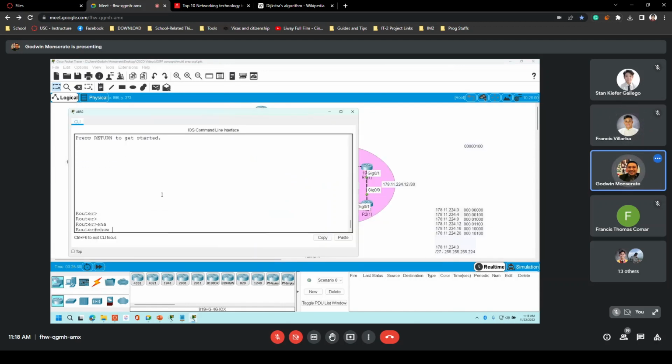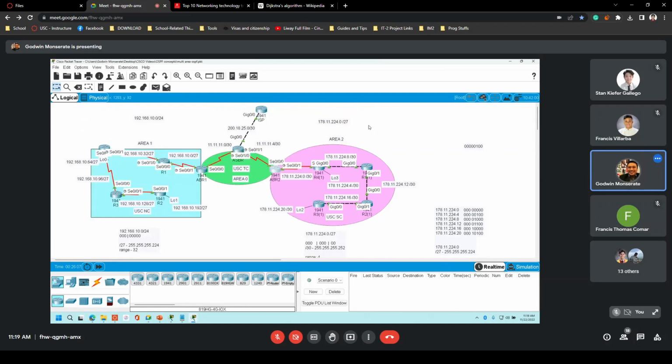In the command: enable, show, config t, then router OSPF 1. Then give the command area 2 range 178.11.224.0 255.255.255.224. Enter. So it has summarized the addresses. If we look at this, let me fast forward to make it quicker.